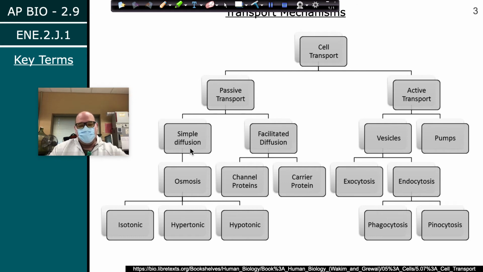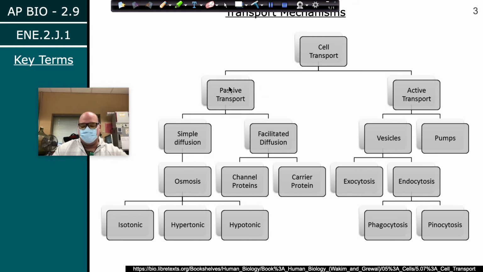We have simple diffusion, which is mainly osmosis. And osmosis can set up in a number of different ways. Isotonic, where concentrations are equal and water really doesn't have any net movement, so it might move back and forth, but concentrations will stay the same. A hypertonic solution has more things dissolved in it, and a hypotonic will have fewer, and these are relative to each other. If you have a membrane, one side will be hypertonic, the other side will be hypotonic.